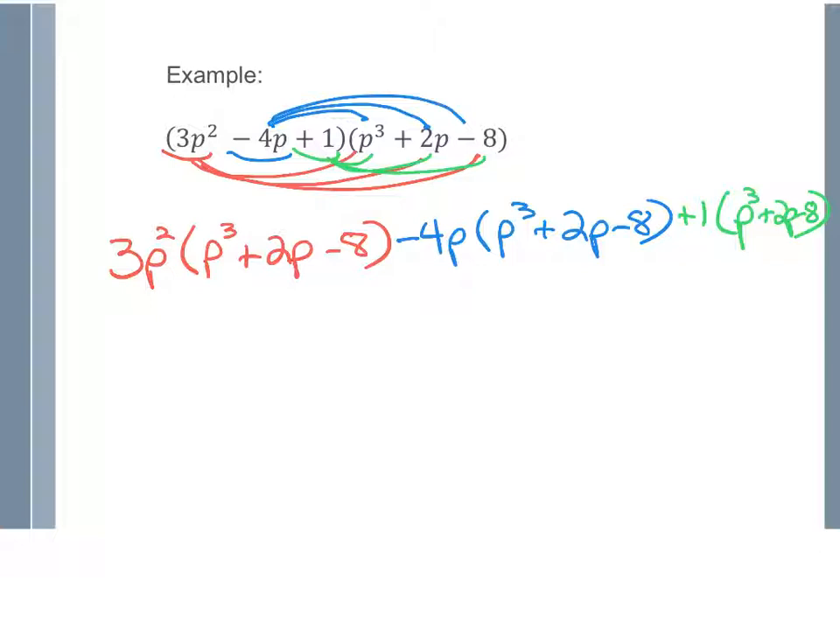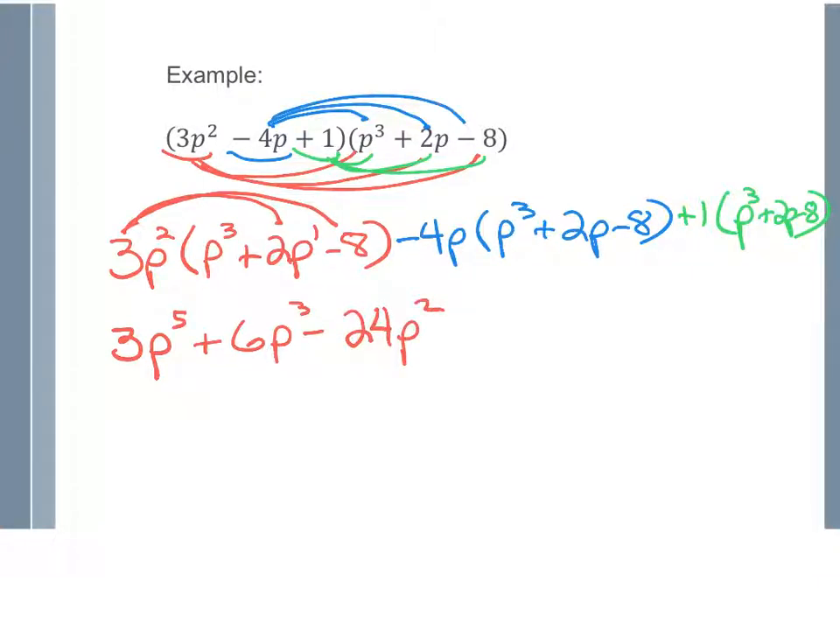All right, so I'll go ahead and distribute the red. So again, remember when you're multiplying two exponents that have the same base, you add the exponents. So 3p squared times p to the third. I will add those exponents on the p's. So it becomes 3p to the fifth. And then now when I go to 3p squared times 2p, 3 times 2 is 6. And again, you can assume this has a 1. So this becomes p to the third. And now 3p squared times negative 8 gives me negative 24p squared.